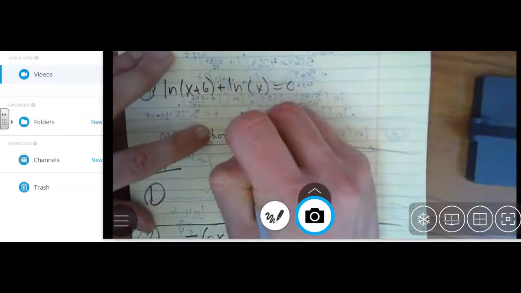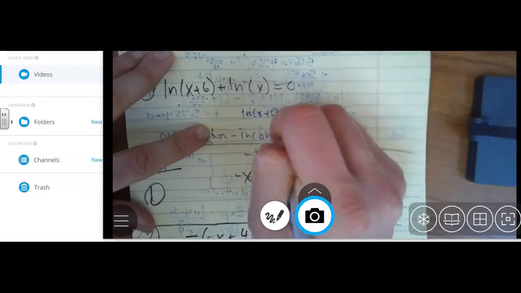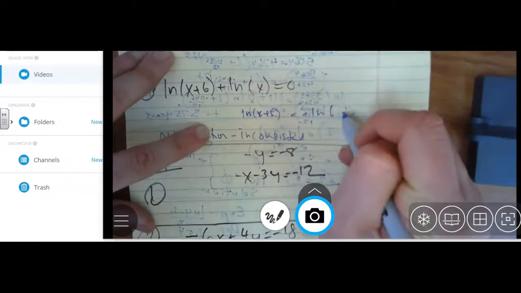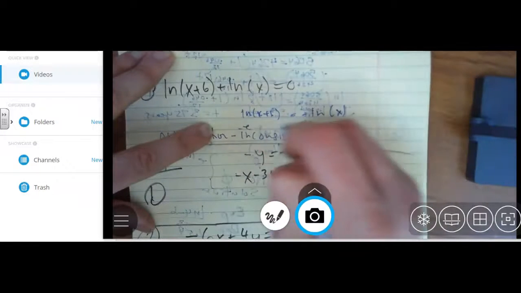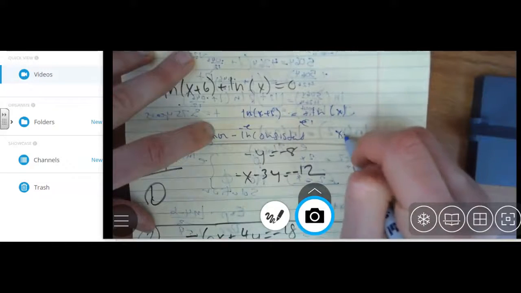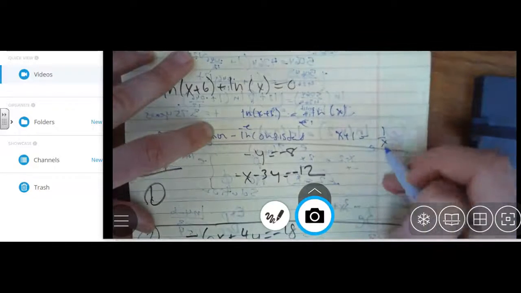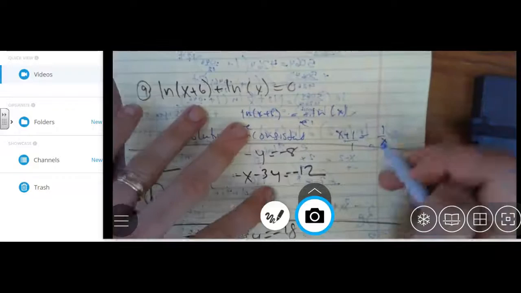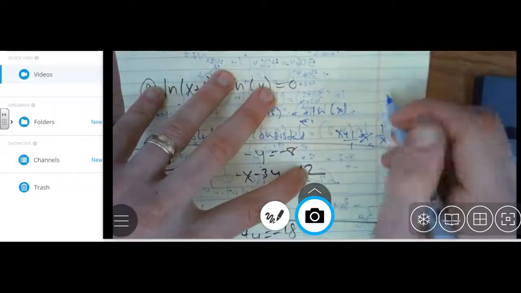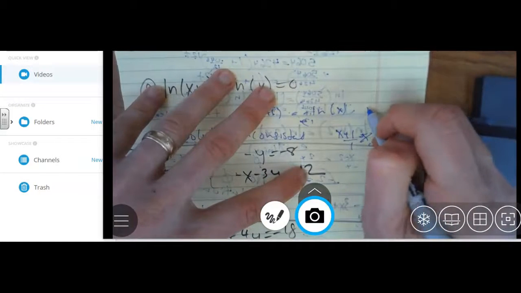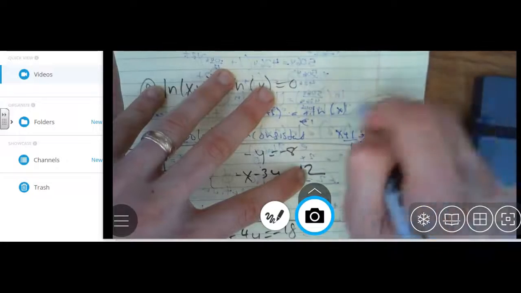For this one, you're going to bring it over, and you get ln of x plus 6 is equal to negative ln x. You take e to both sides, and you get x plus 1 is equal to 1 over x, and then you do your cross products. Then you do the quadratic formula, and you should get negative 3 plus radical 10 if you multiply it all the way out.